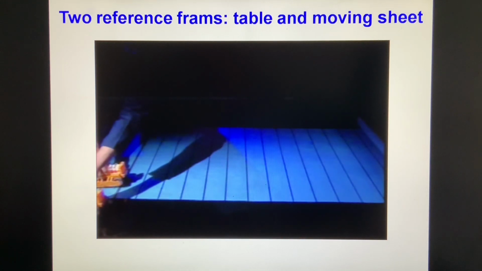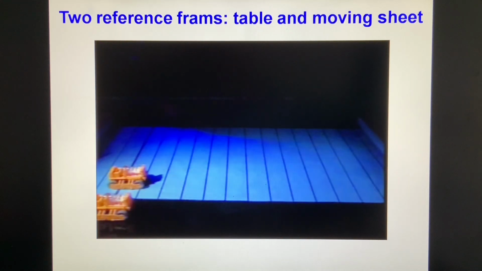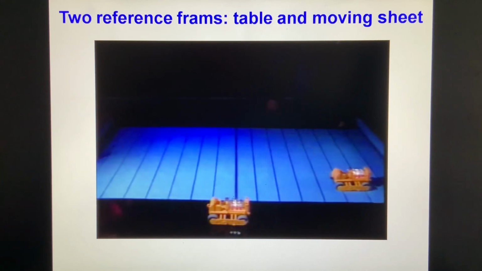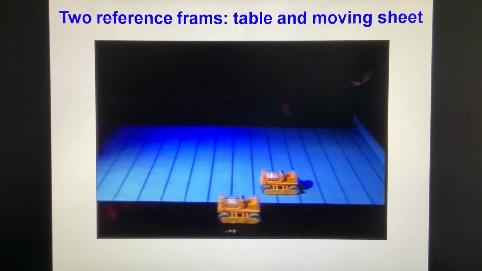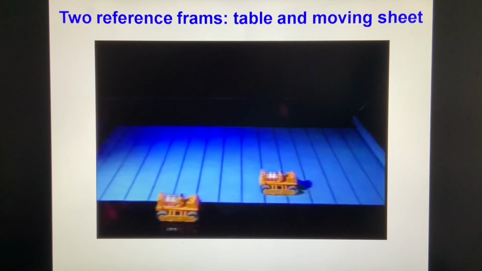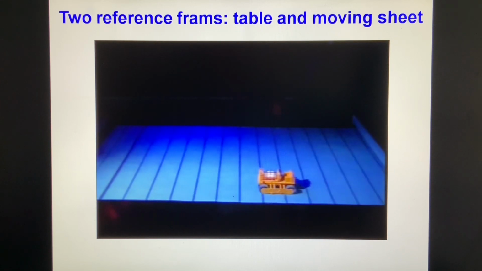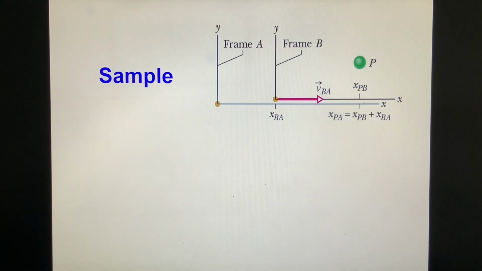When the sheet moves in the same direction as the bulldozer moves, the velocity of the sheet is added to that of the bulldozer, so it runs faster than the one on the table. If we move the sheet in the opposite direction as the bulldozer, its velocity relative to the table is decreased. Simple.